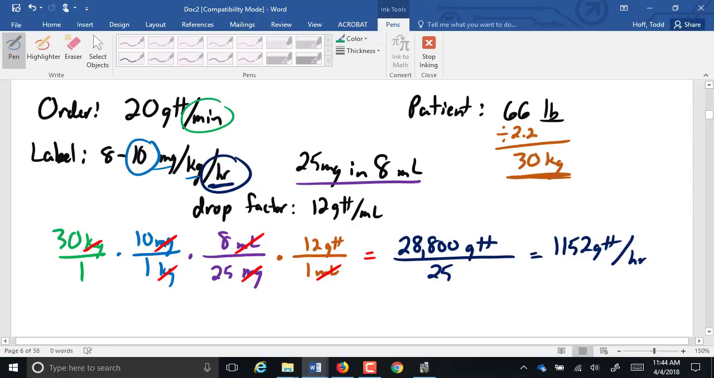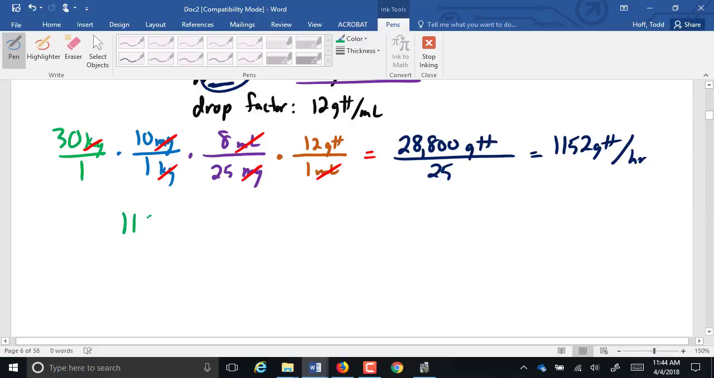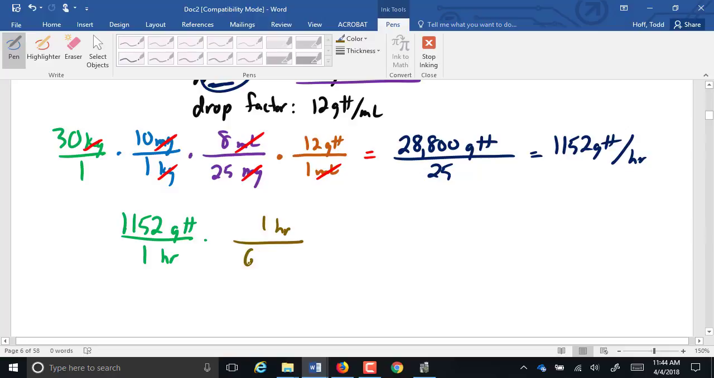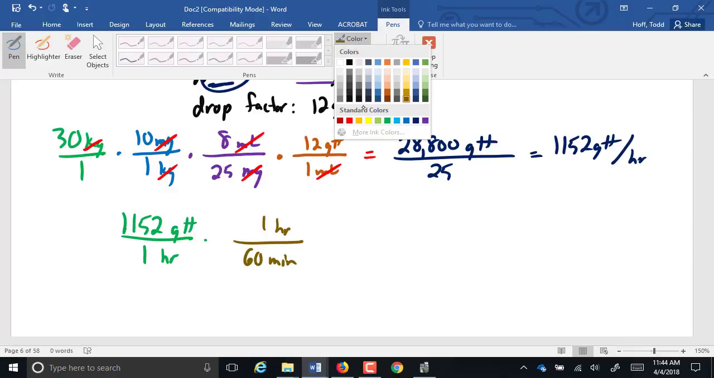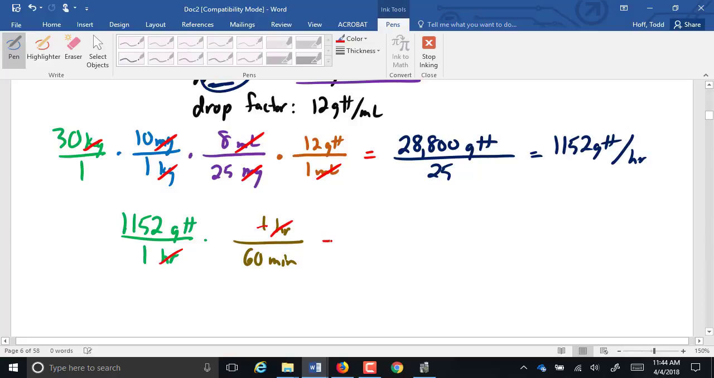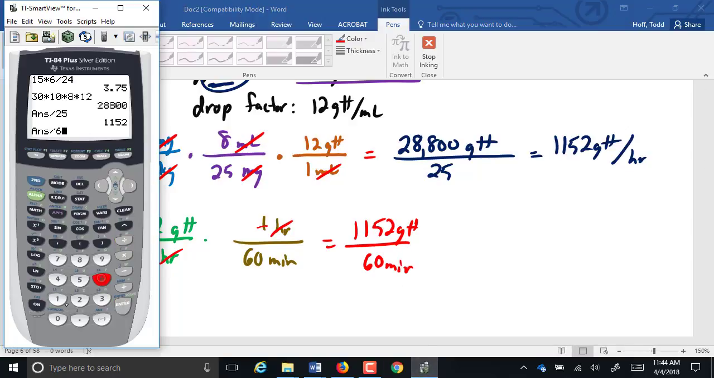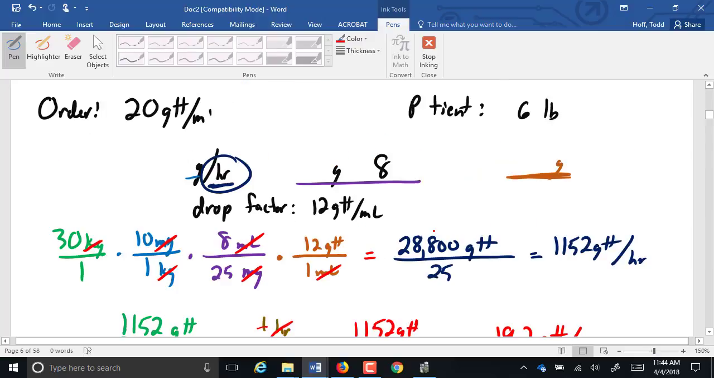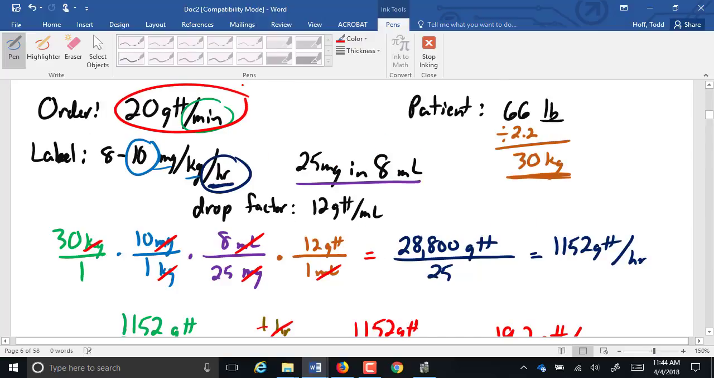The doctor's order was drops per minute, so we're going to have to make a conversion of the time. This is drops per 1 hour. Hour goes on top, since it's on bottom, to make it cancel, into 60 minutes. So that's 1,152 drops over 60 minutes, and we'll divide out the 60, giving us 19.2 drops per minute.